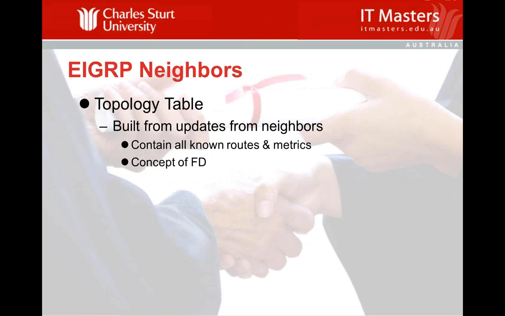Okay, so our topology table. Once EIGRP forms its adjacencies, the routers will begin to share their routing information. Each router's updates contain a list of all the routes that it knows about and the respective metrics for those routes. Then all of those routes are added to the EIGRP topology table. Then the route with the lowest metric to a network will become what's called the feasible distance, or the FD. And then that feasible distance for the network will be the route that's installed in the routing table.